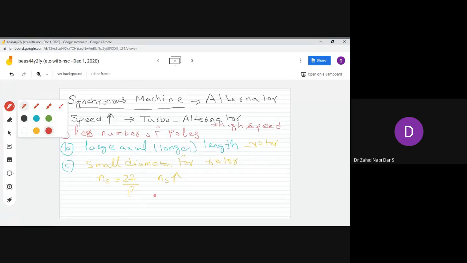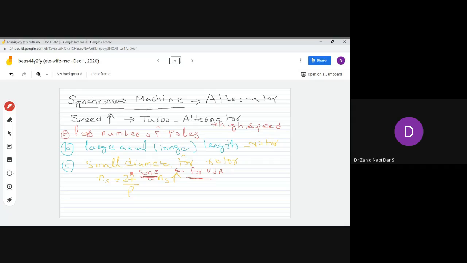Frequency is fixed: 50 hertz for India and 60 for the US. Now, can anybody tell me why it is 50 hertz for India and 60 hertz for the US? Has this thing arisen in your mind? Anyone can answer it?